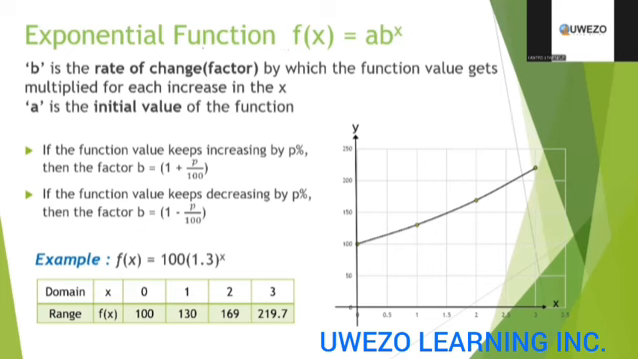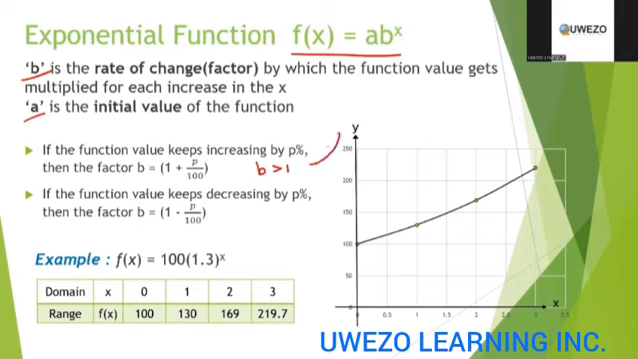The general form of an exponential function is f of x equals a b to the power x. Here again, we have the rate, which is the b value, and a would be the initial value of the function. The function would be an increasing function if the factor b is a value which is greater than 1. And the graph would show growth.